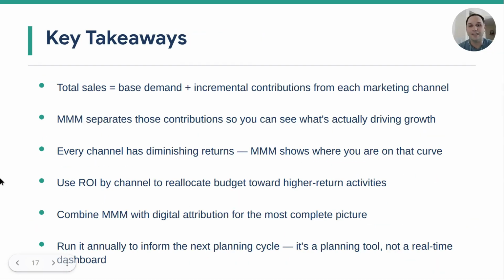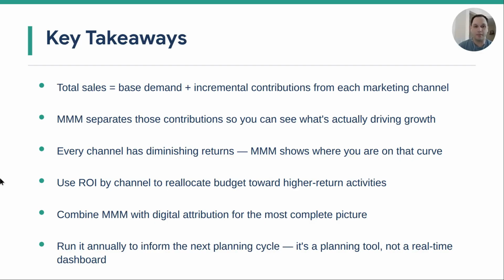Six things to take with you. Total sales equals base demand plus the incremental contributions from each marketing channel. Separating those contributions is the whole method. MMM shows you what's actually driving growth, not what your internal teams believe is driving growth. Every channel has diminishing returns. MMM tells you where each channel sits on that curve and whether you're spending past the productive range. Use ROI by channel to reallocate budget toward higher return activities before the next planning cycle.